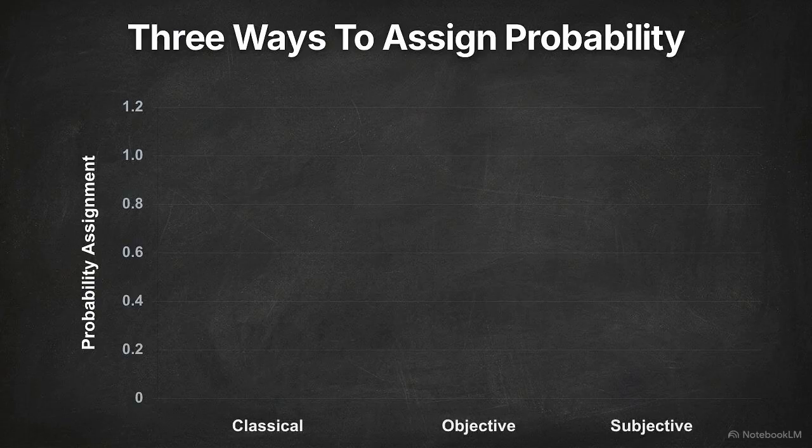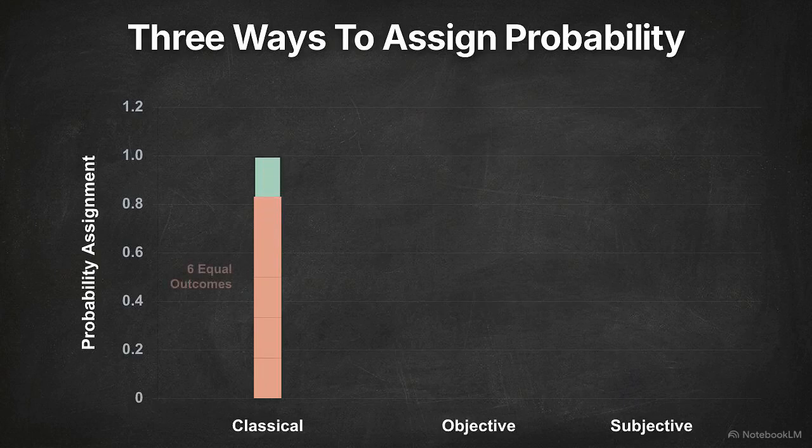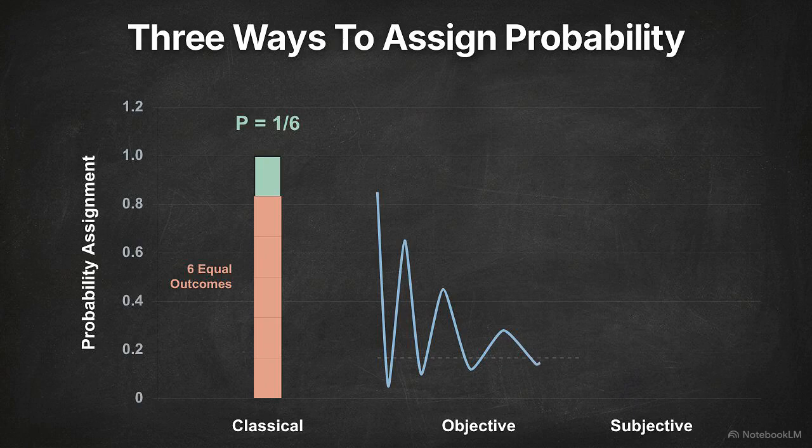We assign numbers in three ways. Classical Laplace probability divides favorable by total outcomes when results are equally likely. Objective probability relies on historical long-run frequencies. Subjective probability relies on expert assessment and Bayesian updates when data is unavailable.